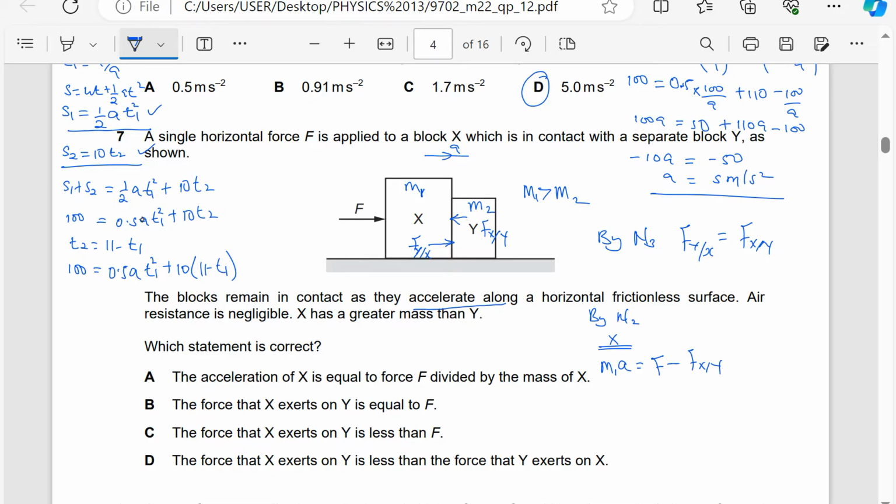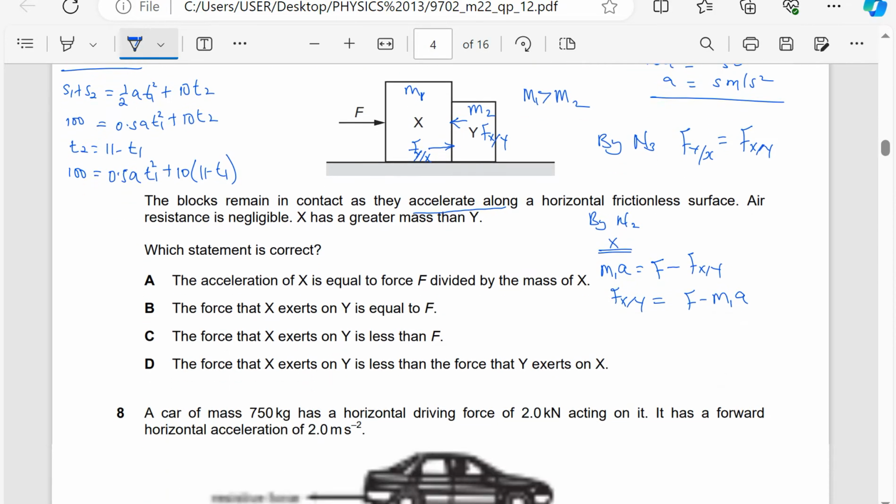Okay, so which means F on X due to Y should be equal to F minus m1 times a. Then let me look at block Y. By Newton's second law still, the mass on block Y is m2 times the acceleration, which is the same, should be equal to, the only force acting on block Y is Fyx.